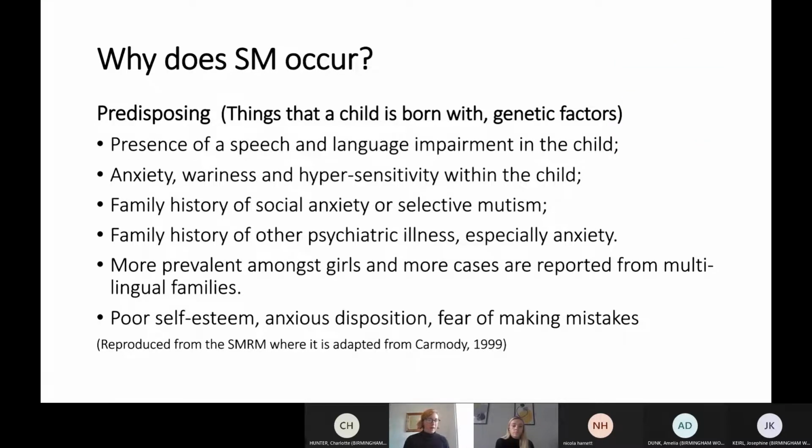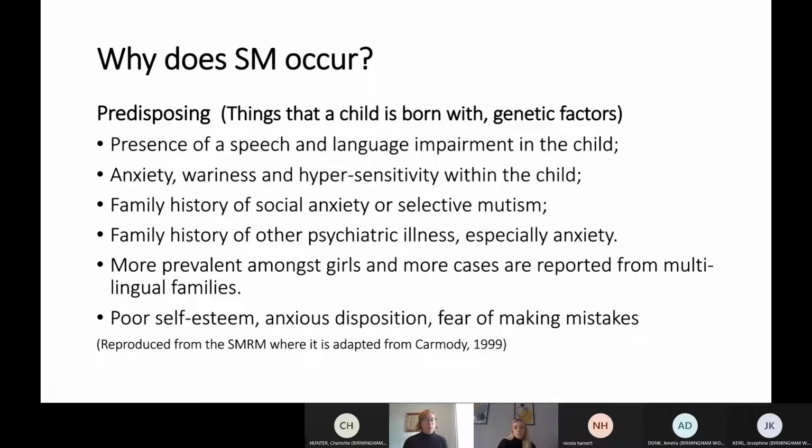Okay, so we're going to think about why selective mutism occurs. There are certain predisposing factors. These are things that the child is born with, or genetic factors. Predisposing factors can be the child already having a speech and language impairment, so talking is already tricky for them. A child who has a predisposition to being very anxious, very wary and hypersensitive to criticism and people's attention. Also family history of social anxiety, shyness, and also selective mutism in parents or family past. Family history of any other kind of psychiatric illness, particularly anxiety disorders.